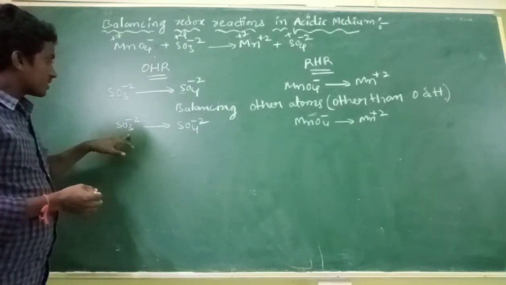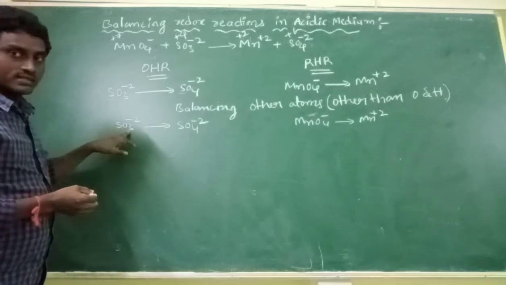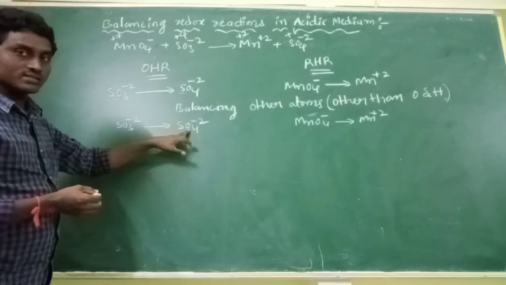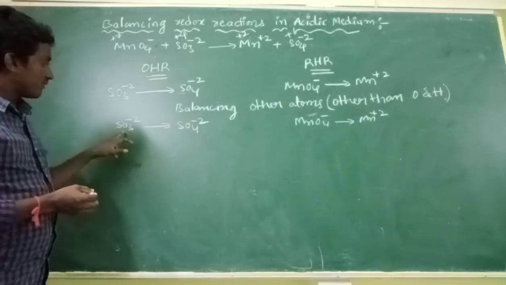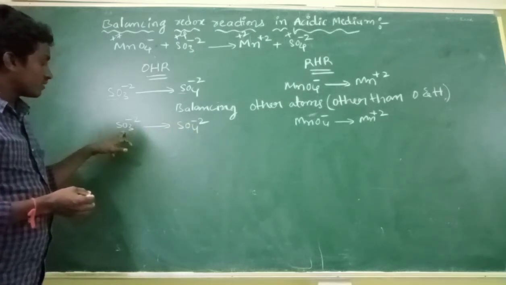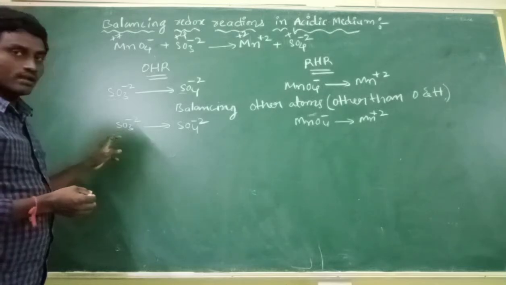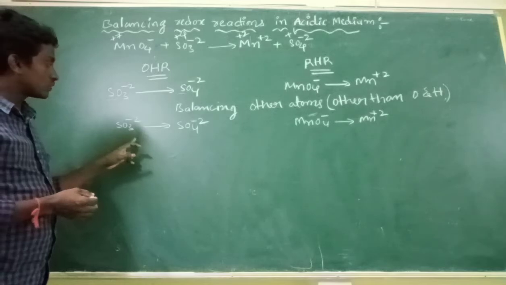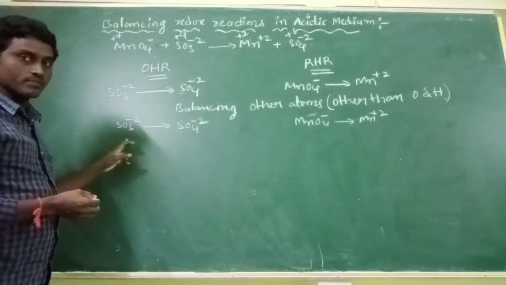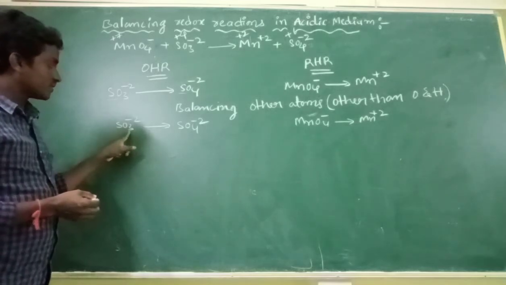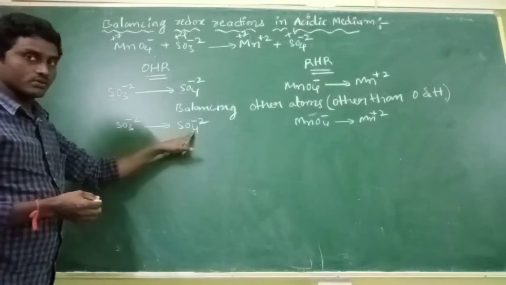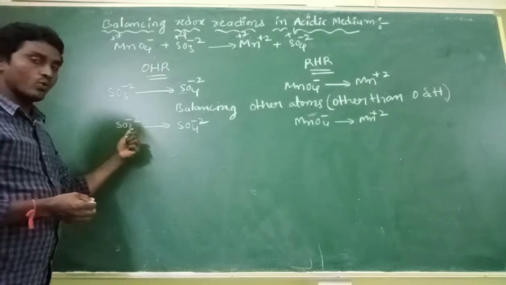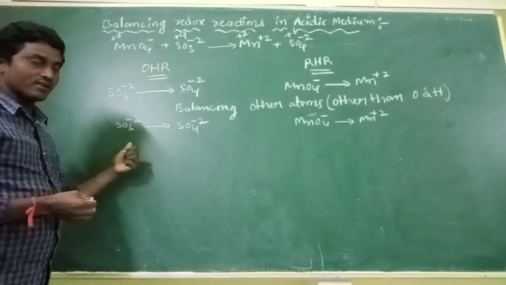For example, in this reaction, on the left side 3 oxygens are present. Here on the right side 4 oxygens are present. So there is a deficiency in the left side. So we have to add one water molecule to the left side of the reaction. In this side, one oxygen is deficient.